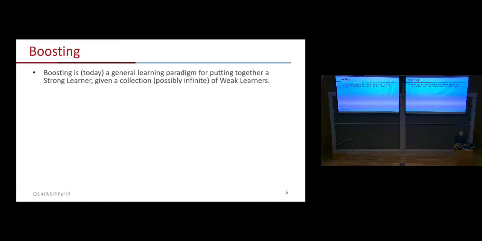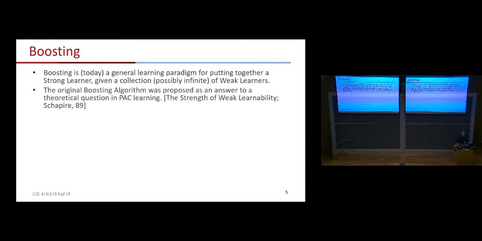And it doesn't matter what learners you use. It's basically a general paradigm, whatever the weak learners are. They could be decision trees, they could be linear functions, they could be neural networks, and you can use them under the boosting paradigm. The original boosting algorithm was really proposed as an answer to a theoretical question, which I'll pose in a second, in a paper from '89, which is now 30 years ago. A very, very good paper still. I really suggest looking at it.